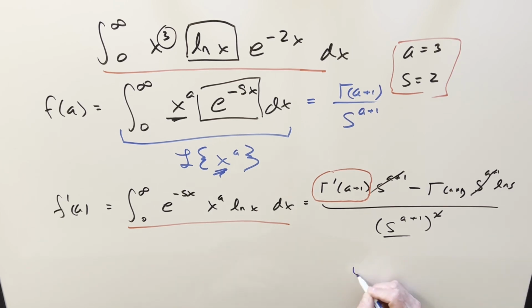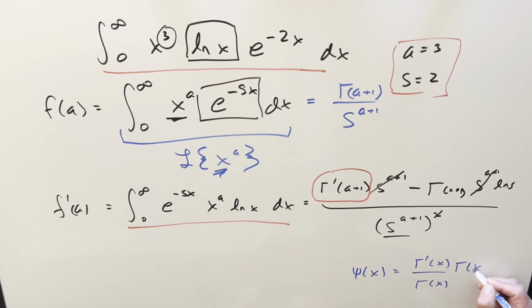Well, what we can do is look at our formula for the digamma function, which is related to the gamma function. It just says the digamma of x is going to be the same thing as the derivative of gamma of x over gamma of x. So if I just take this and multiply through by gamma of x on both sides, this cancels out, and now we have an expression for this thing right here.